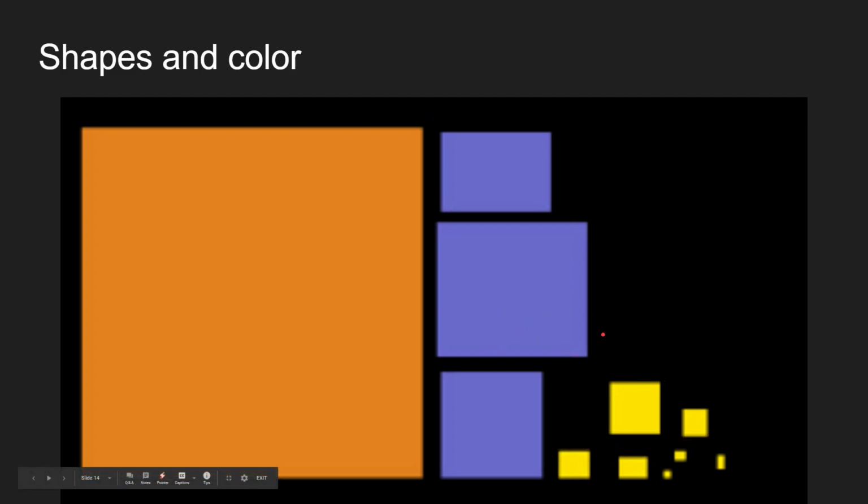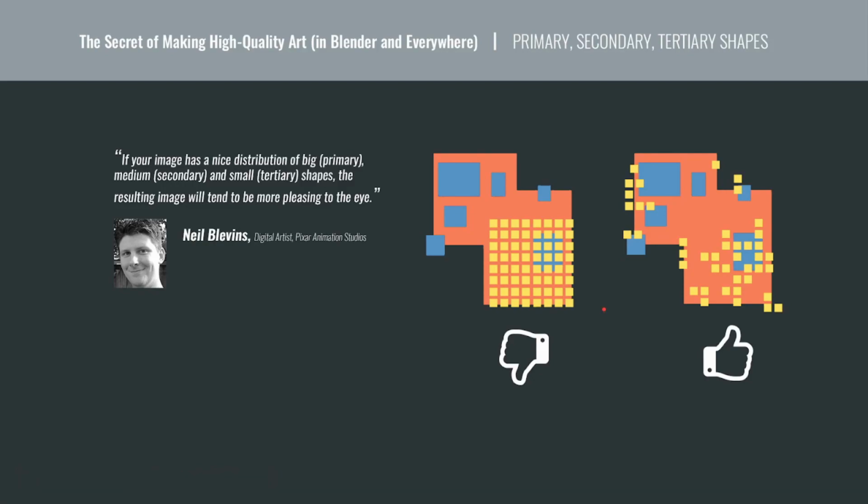Anyway, let's look at this example from The Secrets of Making High Quality Art in Blender and Everywhere. This was done by Gleb Alexandrov, that's his name, and he got some of this from Neil Blevins, a digital artist for Pixar Animation Studios, a really amazing artist. Let's see what he said.